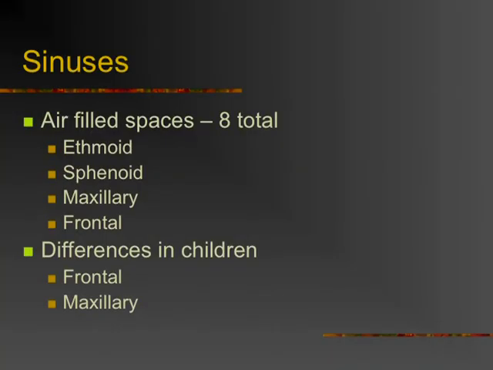Now the sinuses are air-filled spaces. There's a total of 8 spaces. There's the ethmoid, the sphenoid, maxillary, and the frontal sinuses. The difference in children from adults is that at the beginning, the maxillary is the major air-filled space, and that is the one that is most palpable in a young child.